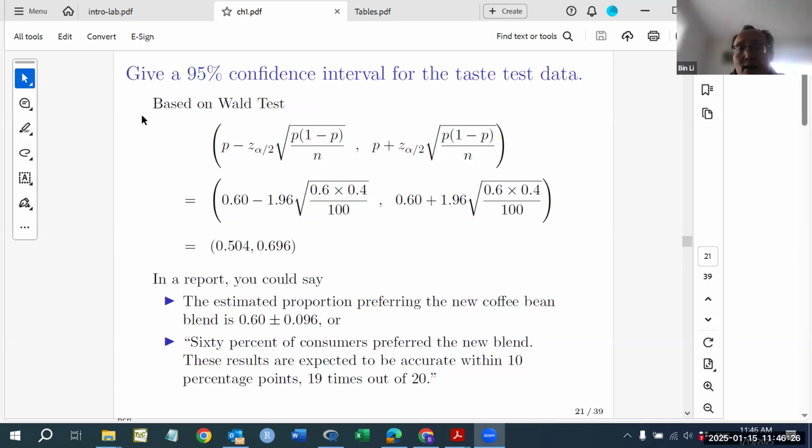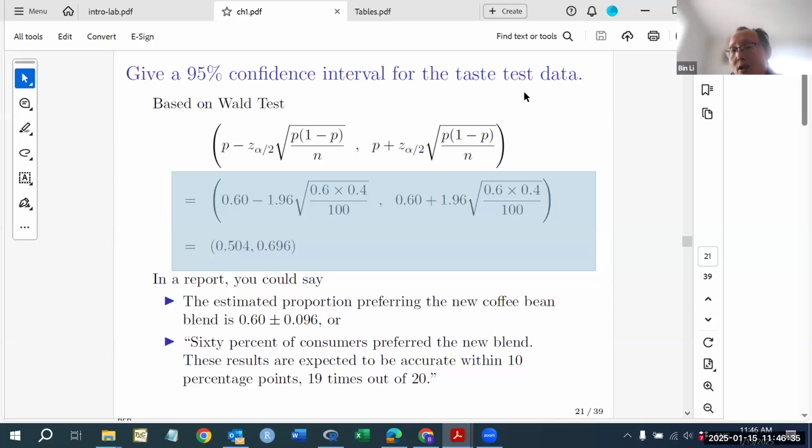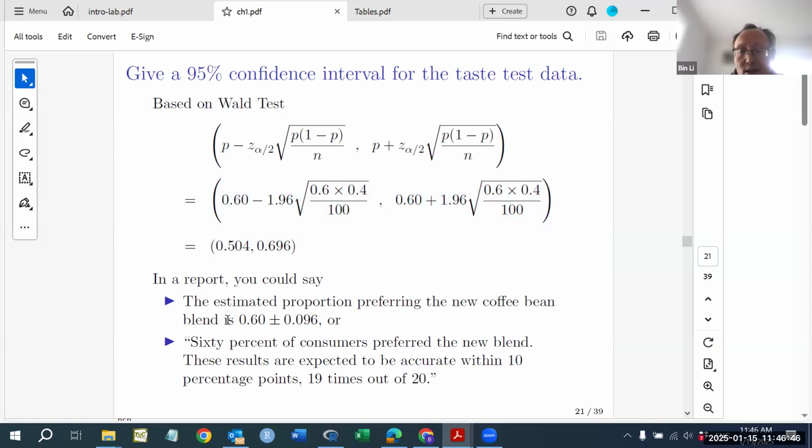Now based on the Wald test, we got the 95% confidence interval for the coffee taste example as 0.504 and 0.696. So how do we report our results? We can report that the estimated proportion preferring the new coffee beans blend is 0.6 plus minus 0.096. Or we can say that 60% of the consumers prefer the new blend, because 60% is our point estimate.